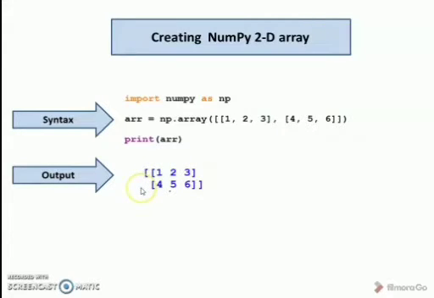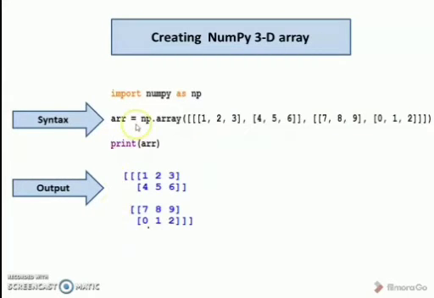Second row we have elements 4, 5, 6 and we have three columns in it. First column 1, 4. Second column we have 2, 5 and third column we have 3 and 6. In this way we can create 2D array with multiple rows and multiple columns, right? We can also create 3D array in Python using NumPy.